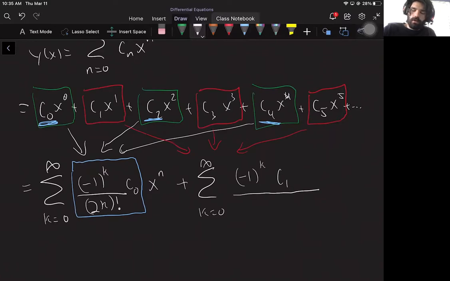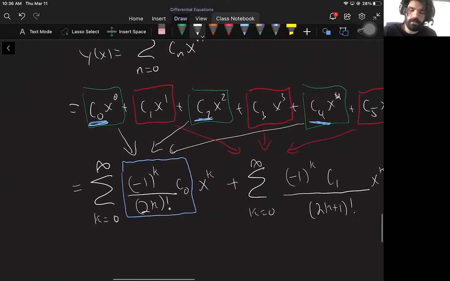Where the coefficients are in terms of C1, the first C. Oops, so this should be x to the k, because now I've switched to k's. You could switch everything back to n's if you like. The name of the index does not matter. It still picks out the same thing. So this is the power series solution.